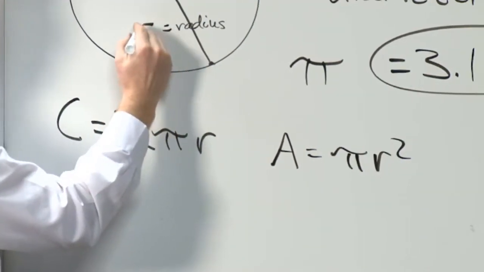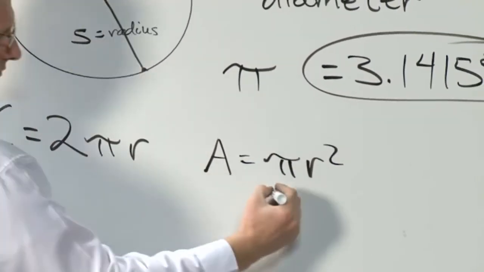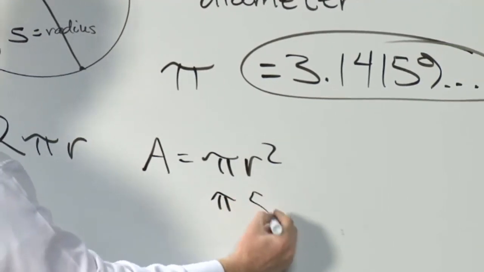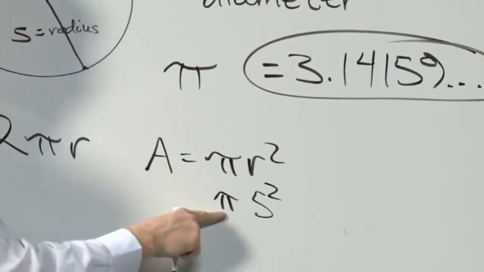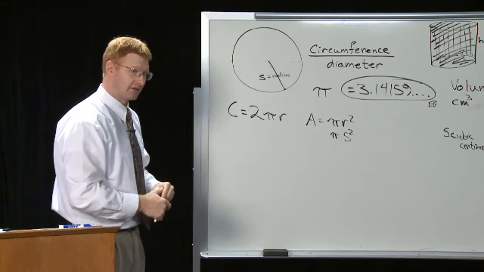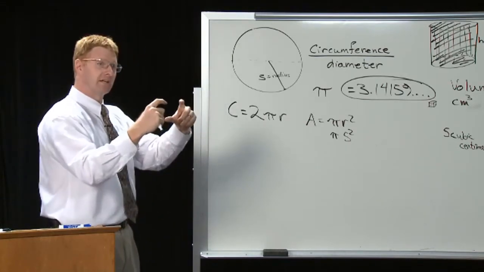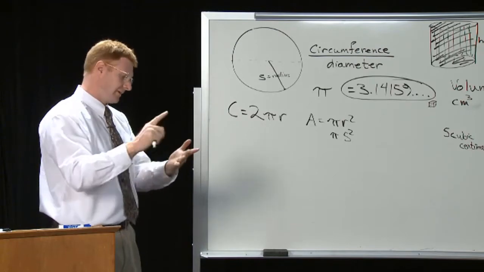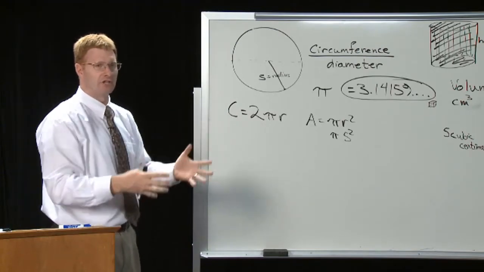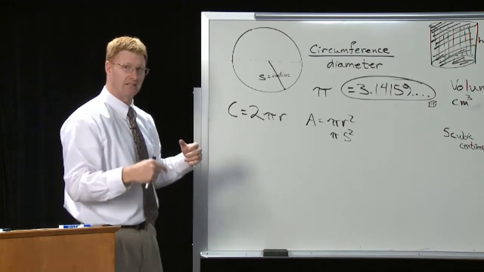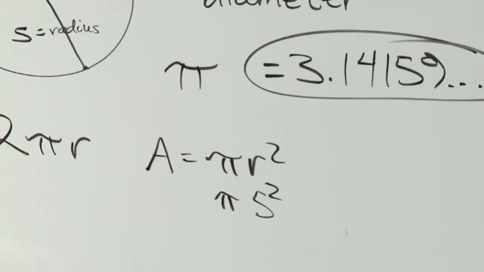Let's say the radius is 5. If you go pi times 5 squared, you should take time right now to find your pi button on your calculator. You should have one, and you just hit the button and it'll pull up that number pi. We've got all the numbers on the calculator, and they actually have a button that's pi. So you hit it and pi comes up.